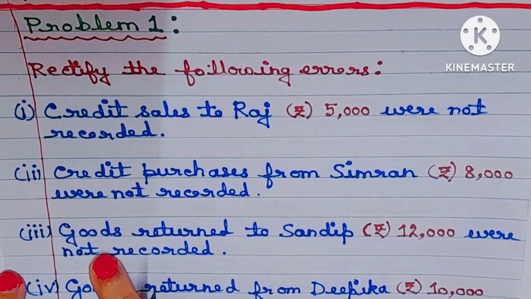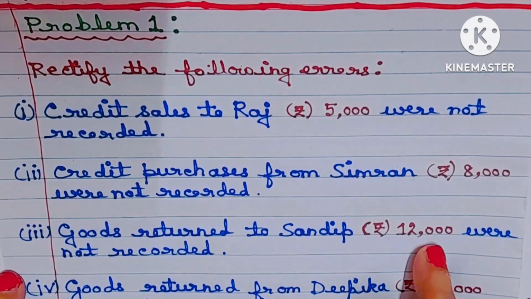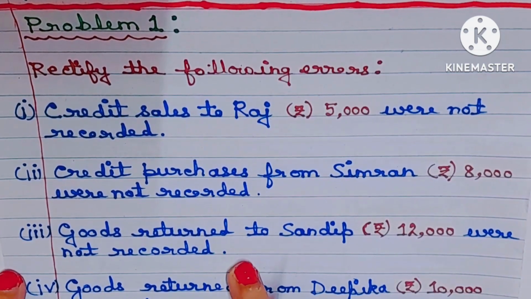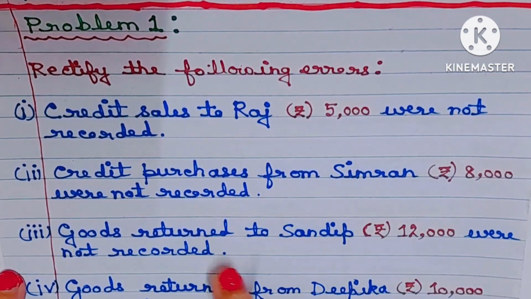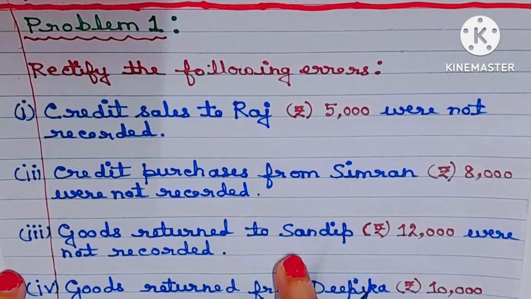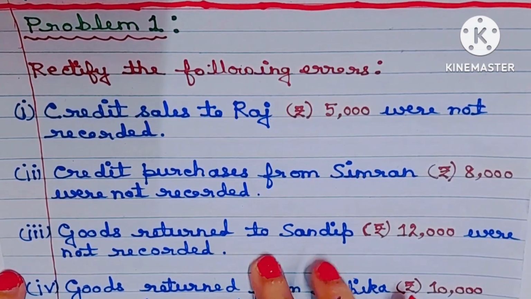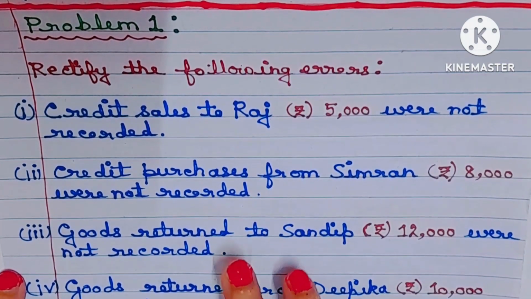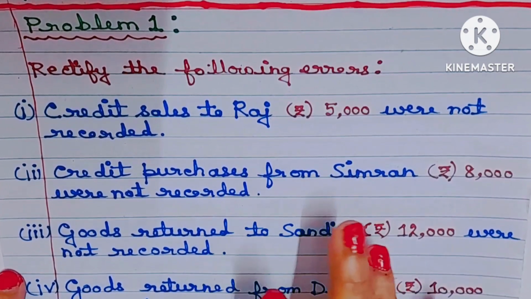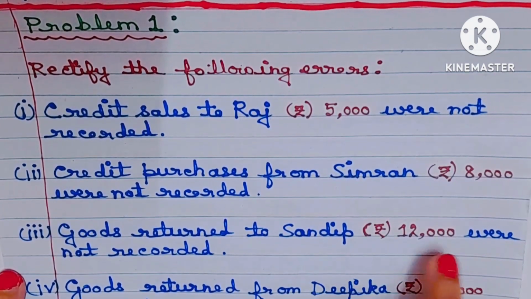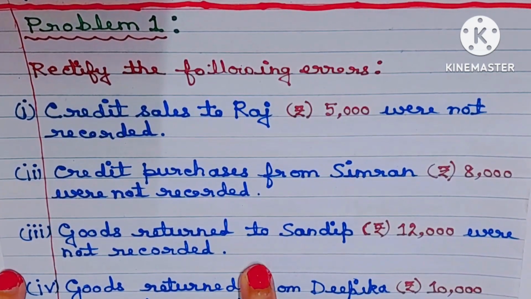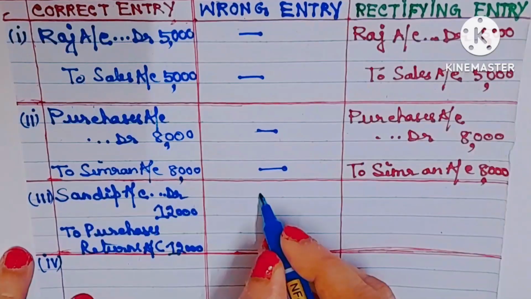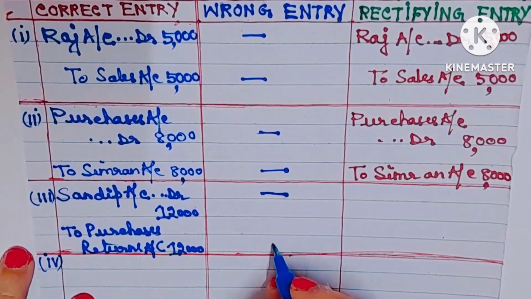See number 3. Goods returned to Sandeep rupees 12,000. The correct entry we have already done. The wrong entry is were not recorded. That means nothing has been recorded on the debit side, nothing has been recorded on the credit side. I have already told you, if something had been recorded on the debit side, they would have mentioned it. If something had been recorded on the credit side, they would have mentioned it. Since nothing has been recorded on the debit side as well as on the credit side, that is why they wrote were not recorded. So, on the debit side dash, on the credit side dash. So, let's write. Debit side dash, credit side dash.